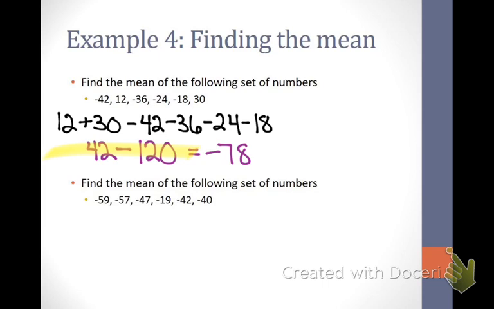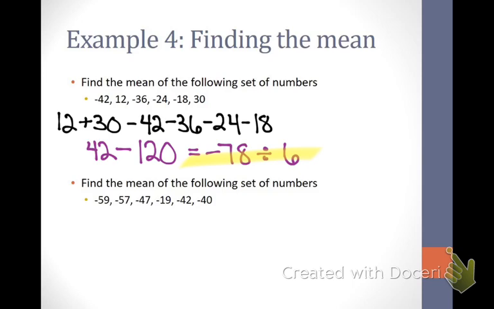Addition and subtraction rules up to this point. However, in the second step, I am dividing. And what do I divide by? The amount of numbers. How many numbers are in the set? 6. Now I need to use my division rules, my even odd rule.